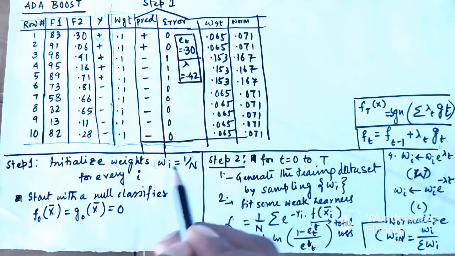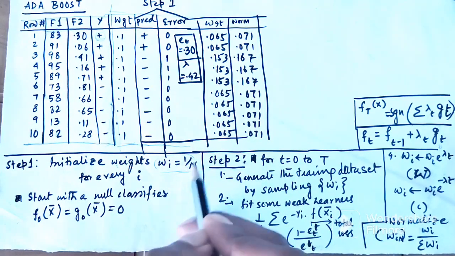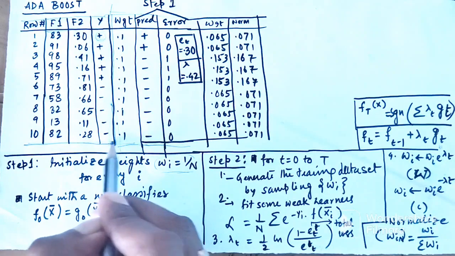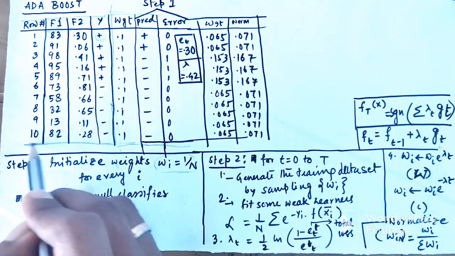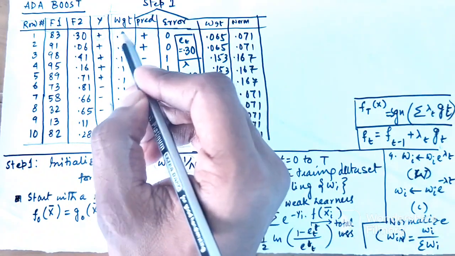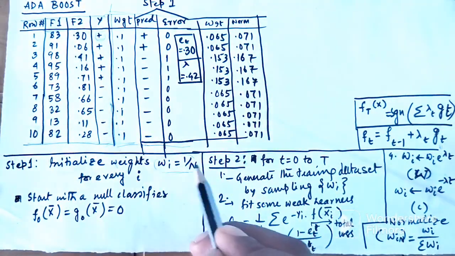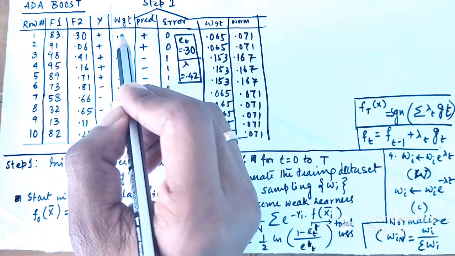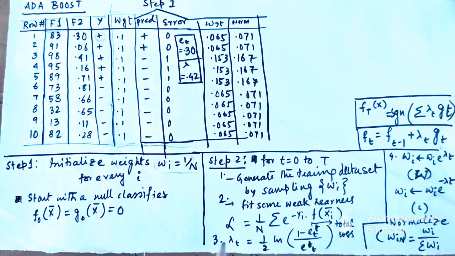Initialize the weight wi equals 1 by n. Let us suppose in the training dataset we have 10 such entries, so the weight will be 1 divided by n, equals 1 by 10. That is the weight for each and every case: 0.1, 0.1, 0.1 like this. This is pretty clear.